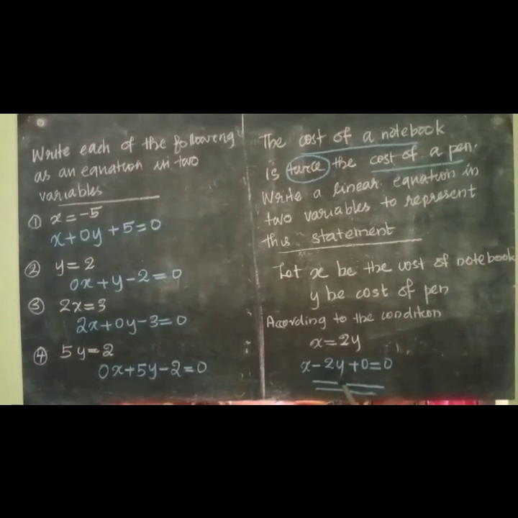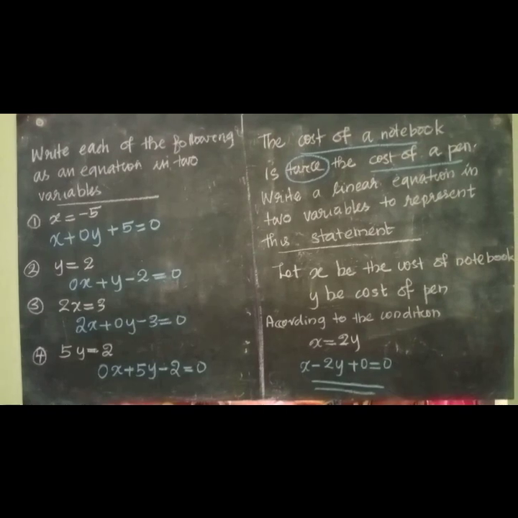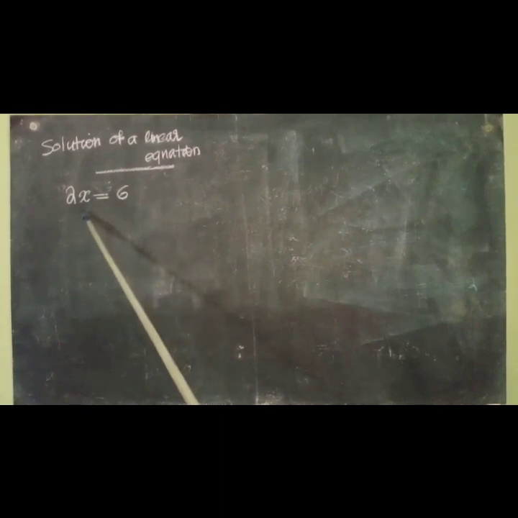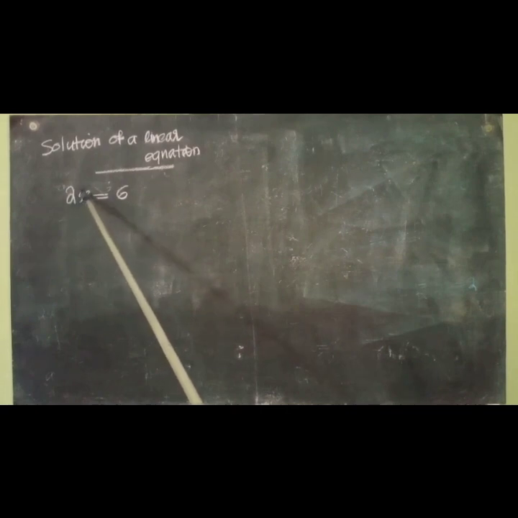Or we can write x minus 2y equal to 0. Of a linear equation. What is a solution of a linear equation? Consider the example 2x equal to 6. This is a linear equation in one variable. What is the value of x which satisfies this equation?